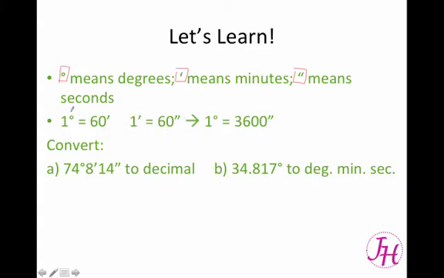So if you want to know how many seconds are in 1 degree, you take 60 minutes and multiply by 60 seconds, and you get 1 degree equals 3,600 seconds.